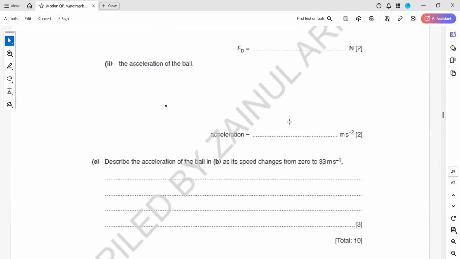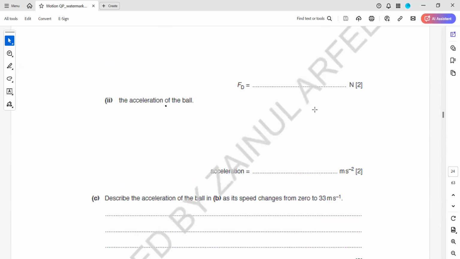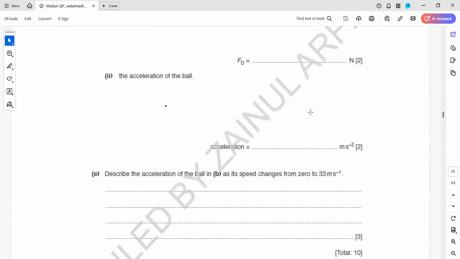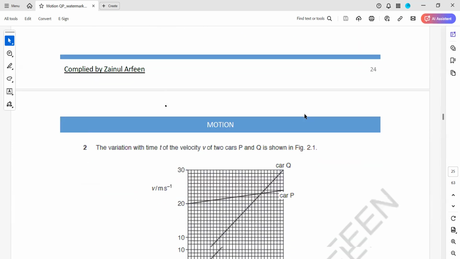So this whole question is actually related to part A. As part A is missing, that's why you cannot solve the remaining one.